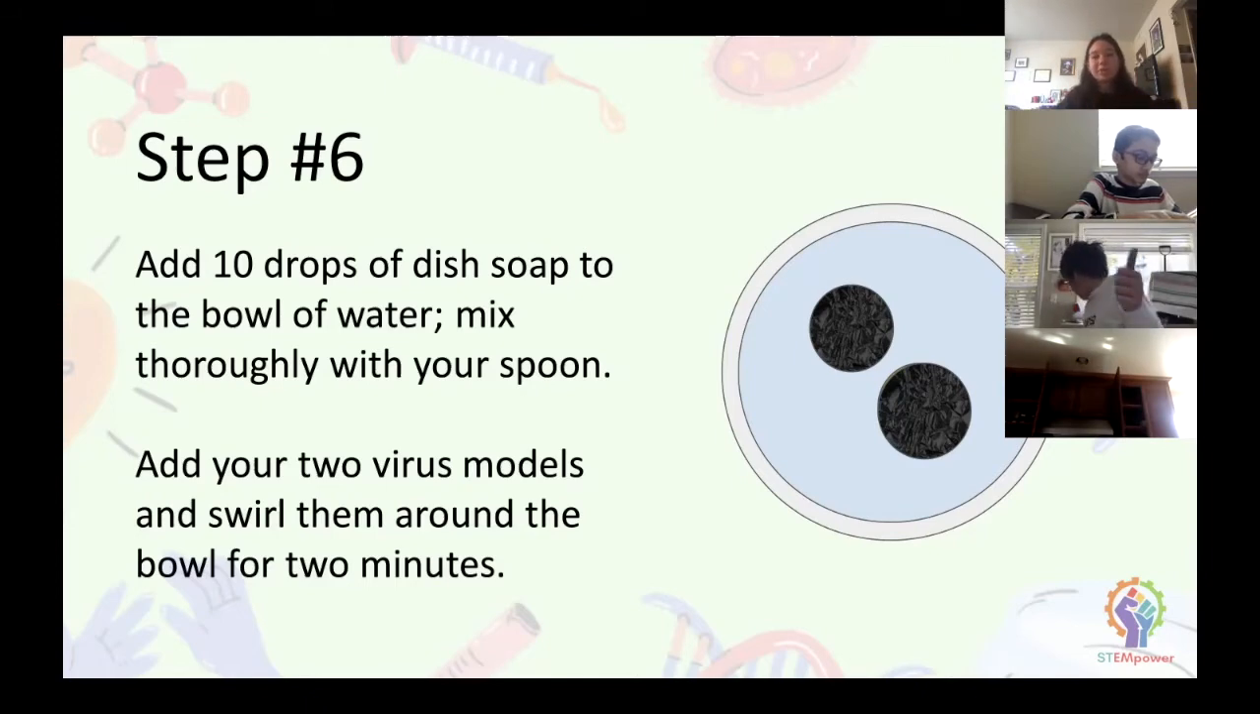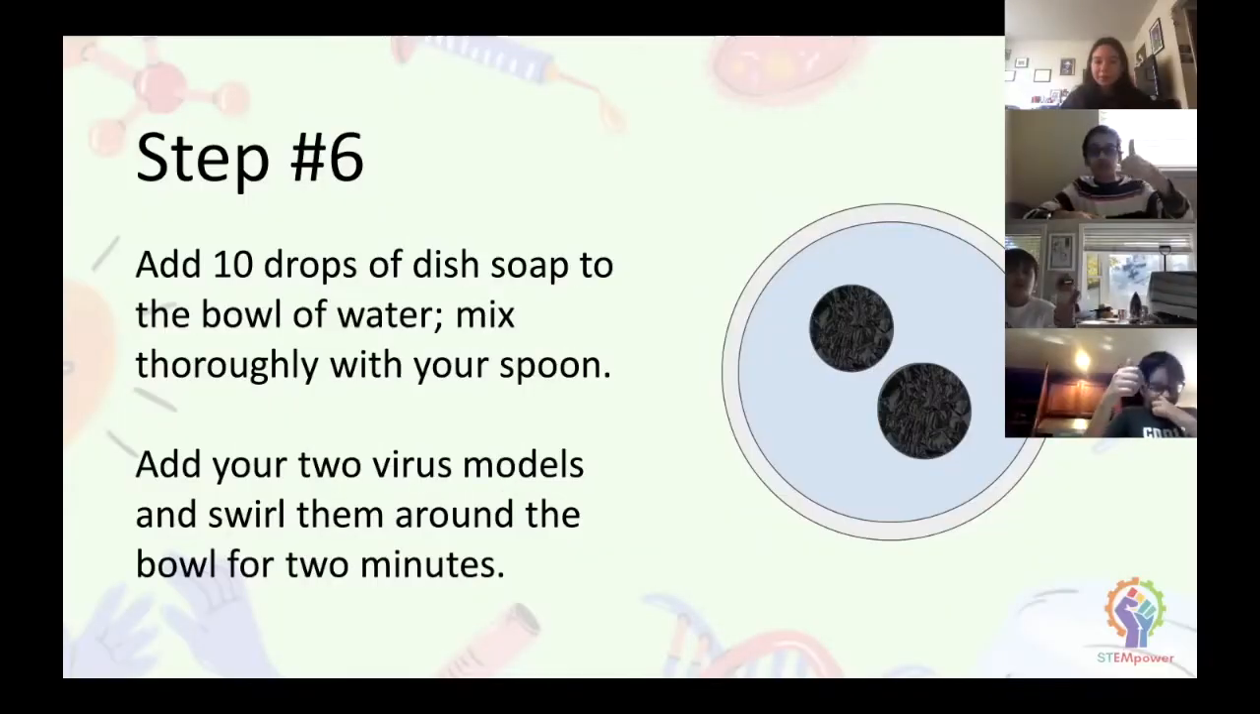Okay, so awesome. So I got 1 thumbs up. When you're ready to put your virus models in, give me a thumbs up. Perfect. 3 thumbs up. Awesome.